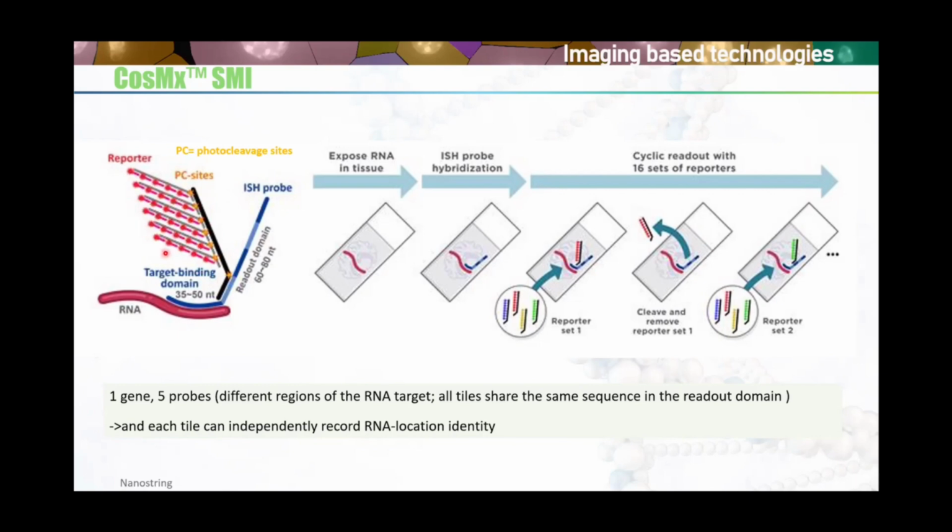And the way they manage it is, first you hybridize, as in all the technologies, with the probes for all your genes. And then after imaging, you can remove the fluorescence of the readout probe by a photocleavage site. And then you go to the second round of hybridization, which will use the next readout domain, in this case.